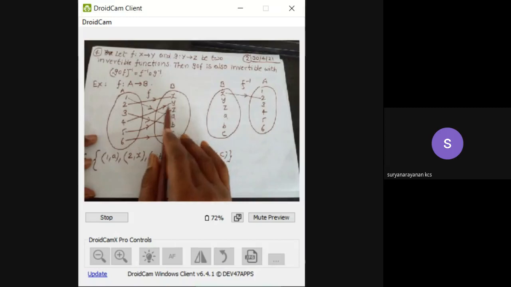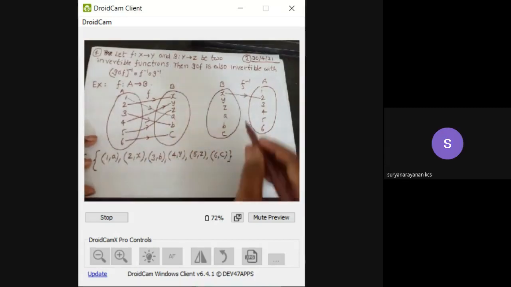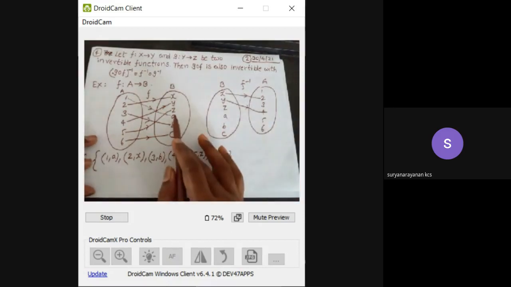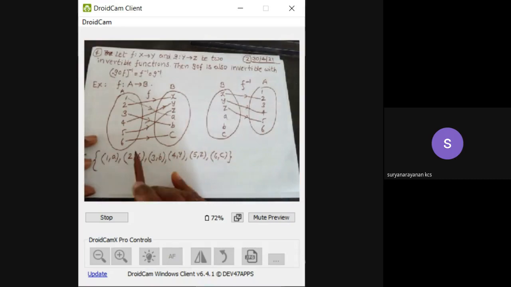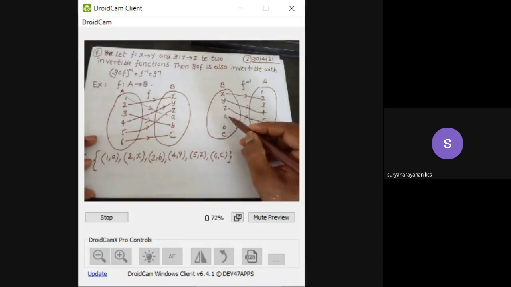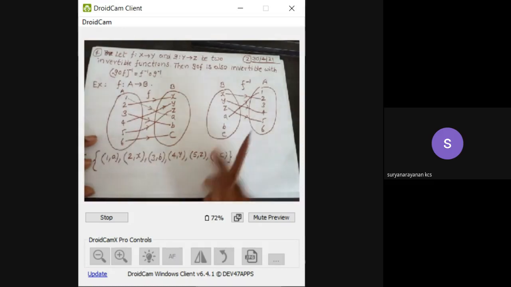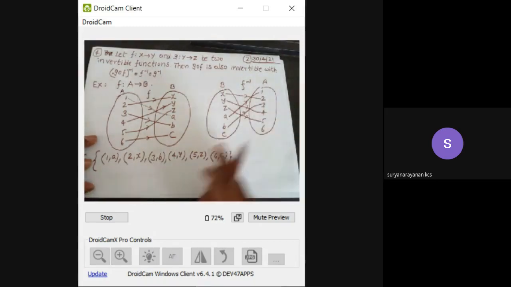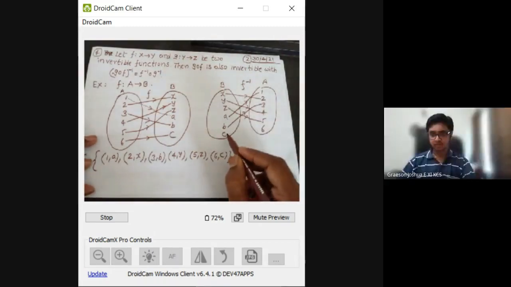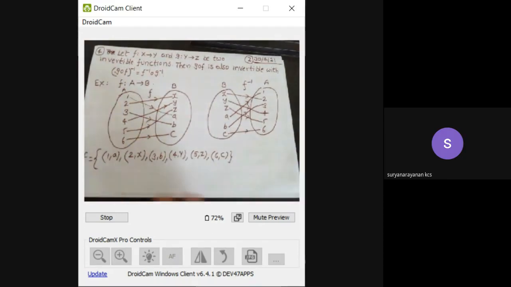What is the preimage of Y? 4, sir. So we connect Y with 4. What is the preimage of Z? 5, sir. So we connect Z with 5. What is the preimage of A? 1, sir. So we connect A with the element 1. What is the preimage of B? 3, sir. What is the preimage of C? 6, sir. Just in the reverse order, just like a mirror image.